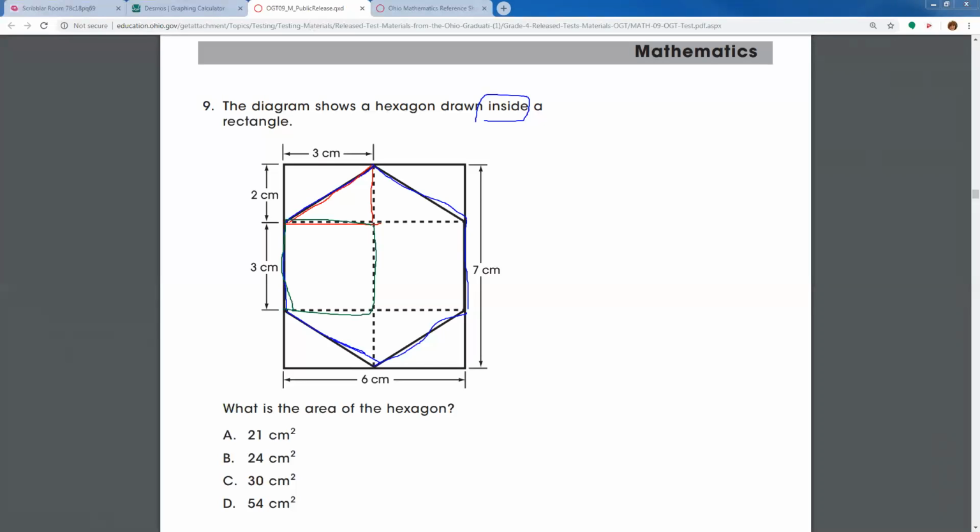So the area of a triangle is 1/2 BH. So what does the letter B stand for and what does the letter H stand for? Base and height. Good. So when they say those words, what do they mean for the actual shape? Where is the base of the triangle? Oh, is it the bottom? It's the bottom. So it's this line here at the bottom.